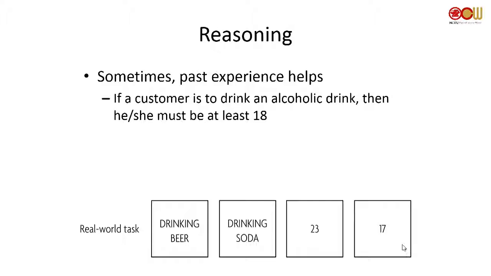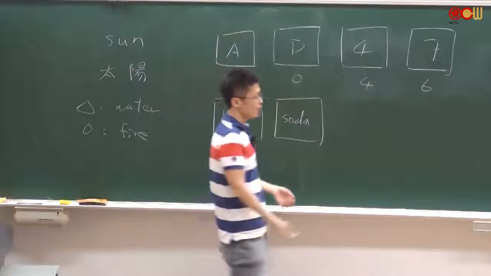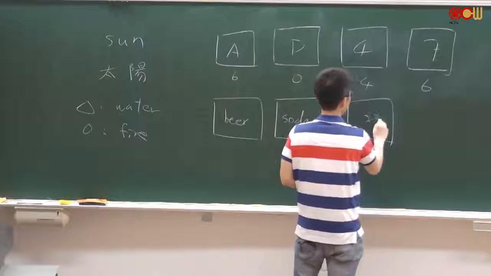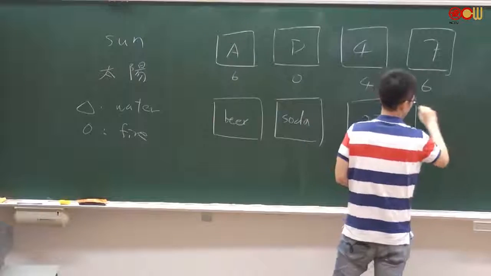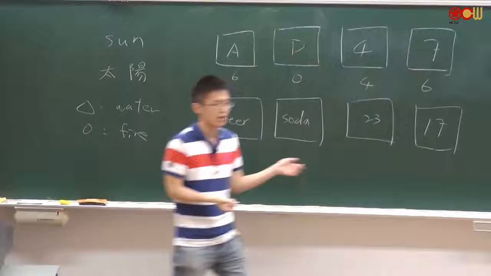But you don't know how old the first person is. You don't know how old the second person is. And the third person is 23 years old, but you don't know what he or she is drinking. And the number 4 person is 17 years old, and you don't know what he or she is drinking.